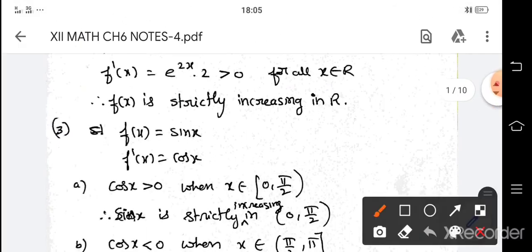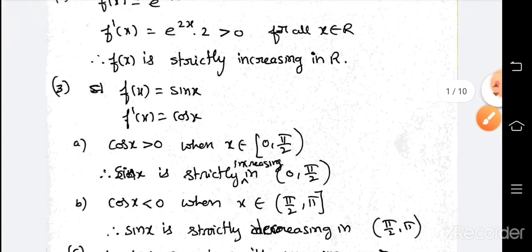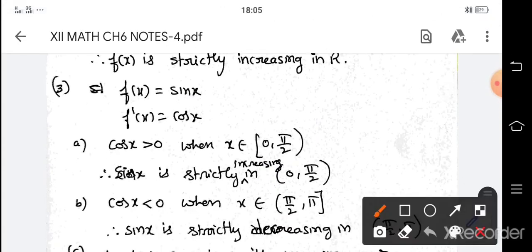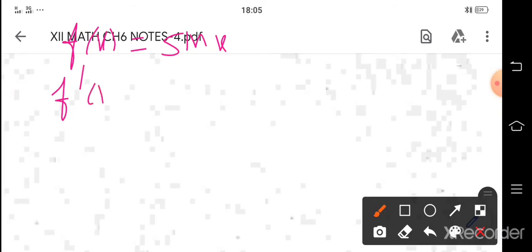Third question: show that the function f of x equal to sin x is increasing in 0 to pi by 2 and decreasing in pi by 2 comma pi. Look at the textbook so that you will understand. Show that the function f of x equal to sin x is strictly increasing in the open interval 0 to pi by 2, and strictly decreasing in the open interval pi by 2 comma pi. This is very easy. What is f of x given? Sin x. So what is f dash of x?